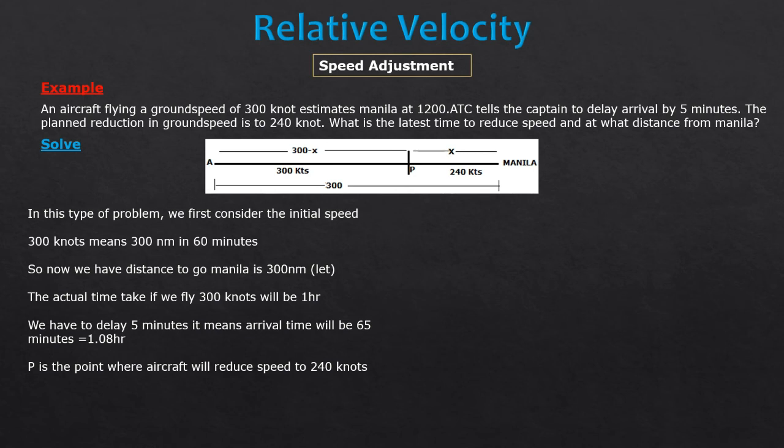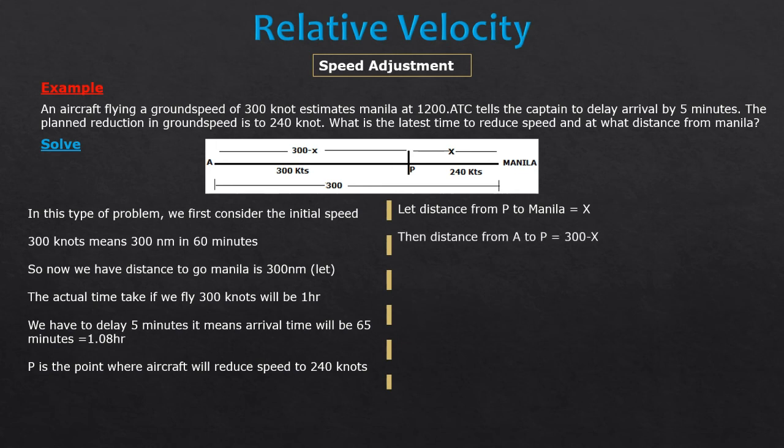P is the point where the aircraft will reduce speed to 240 knots. Let the distance from P to Manila equal x. Then the distance from A to P is 300 minus x. Now in this equation, time to AP plus time from P equals 1.08.